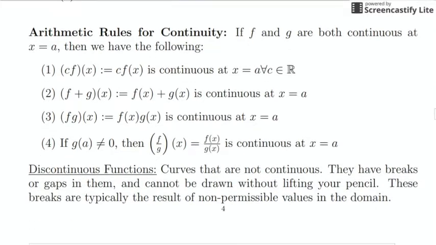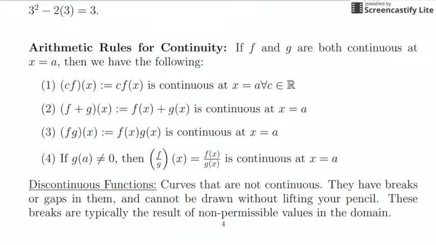Okay, so let's just talk about some of the rules of continuity. If you've got f and g, and you know that they're both continuous at some value a, then we know the following is true. If you take function f and multiply it by a constant, multiplying it by a constant isn't going to change the continuity at a. And we use this symbol right here. This upside down A means for all. So what this is saying is that no matter what you multiply f of x by, that product is still going to be continuous at a for all c in the real numbers. Doesn't matter what number you plug there.